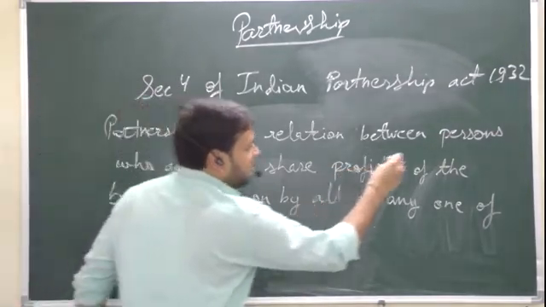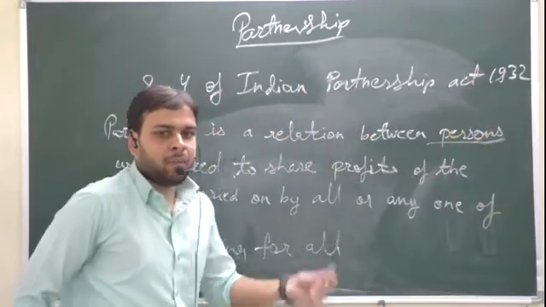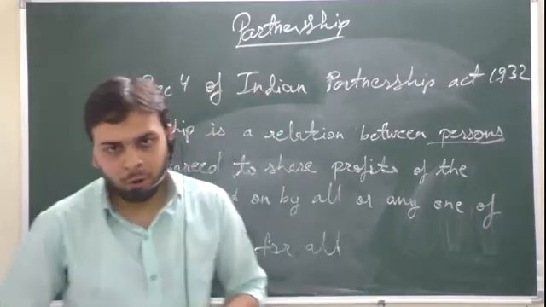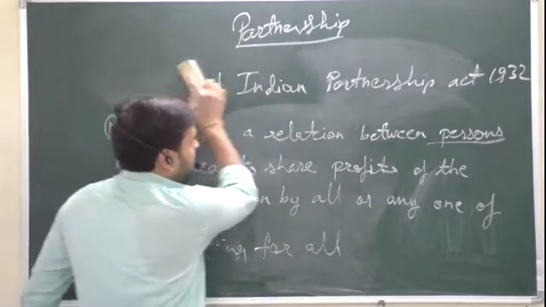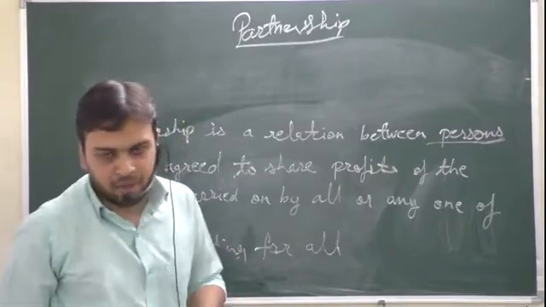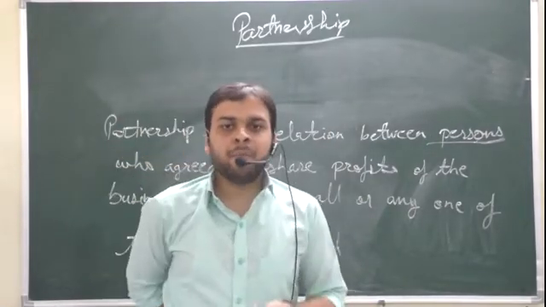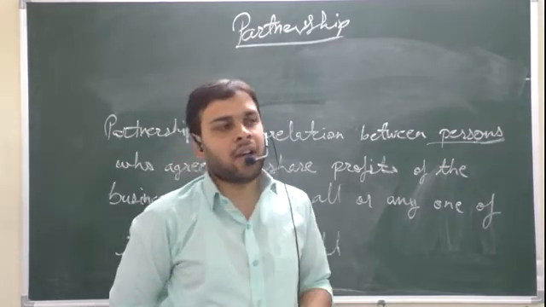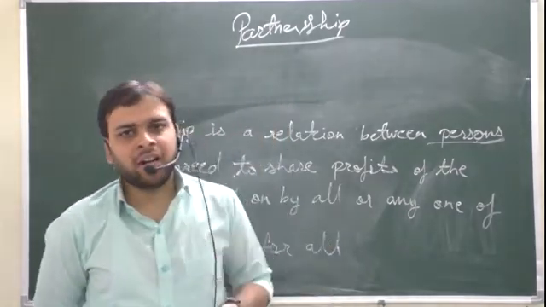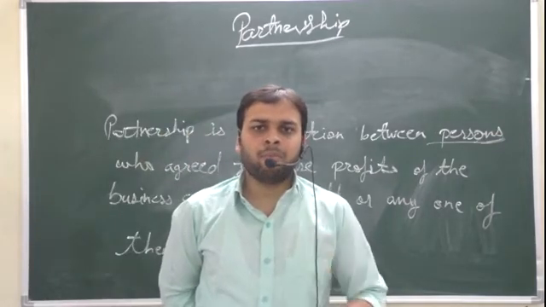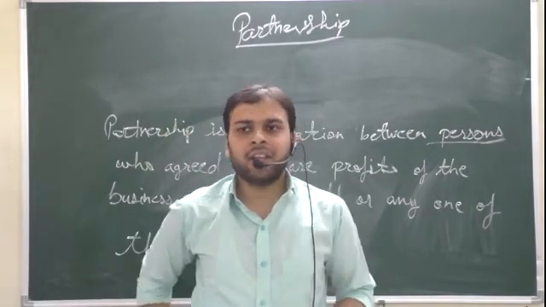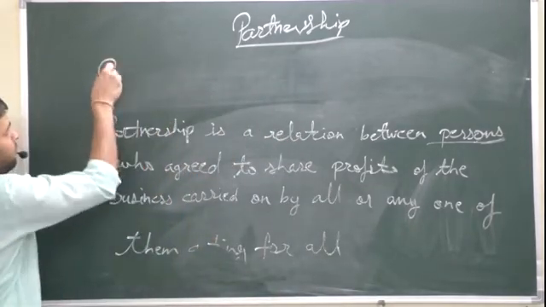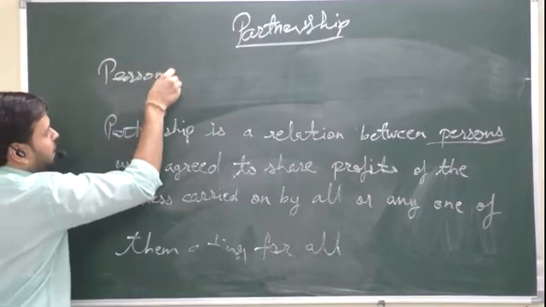First term, that is persons. What is the meaning of person under the Partnership Act 1932? So let's go through the keywords. Person means the minimum number of partners and the maximum number of partners governed under the Act. As you have studied in 11th standard regarding the forms of business, under that you have studied partnership a little bit, but we will discuss persons again.